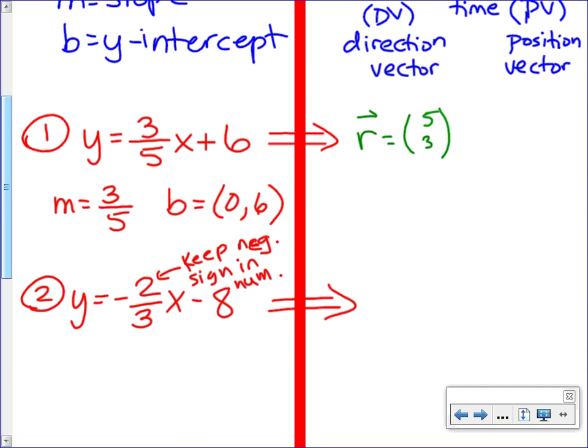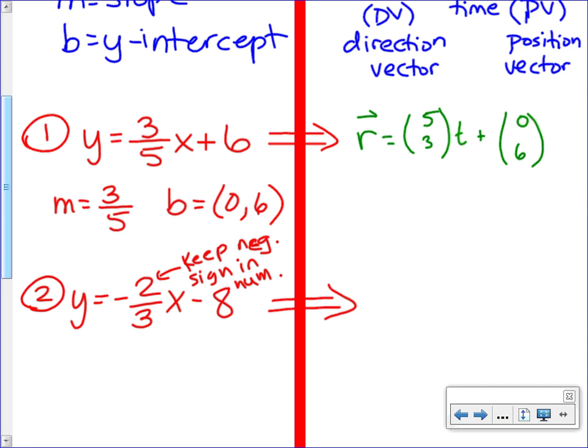T for time, plus the position vector. So the position vector is the starting point. The x is 0 and your y is 6. So the only thing that really changes is the slope is flipped. That's all. But we don't write it as a fraction. We write it as a vector instead.